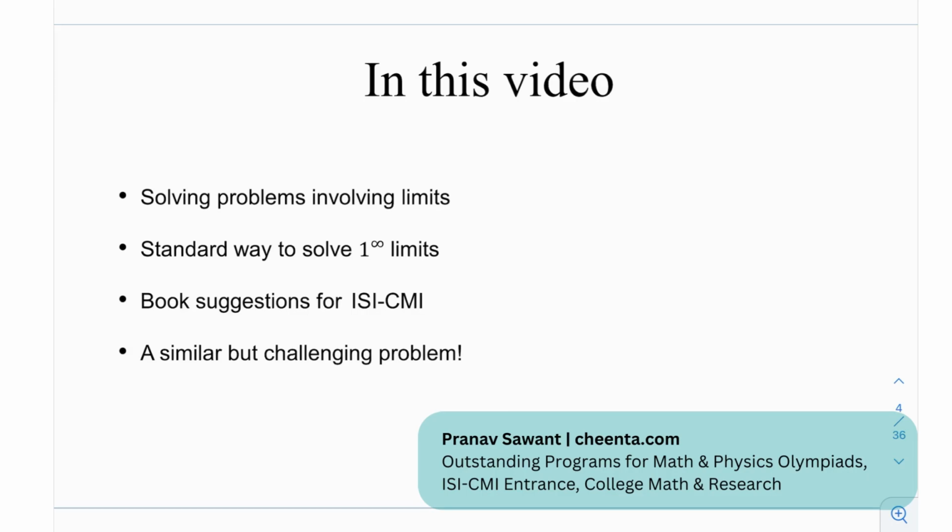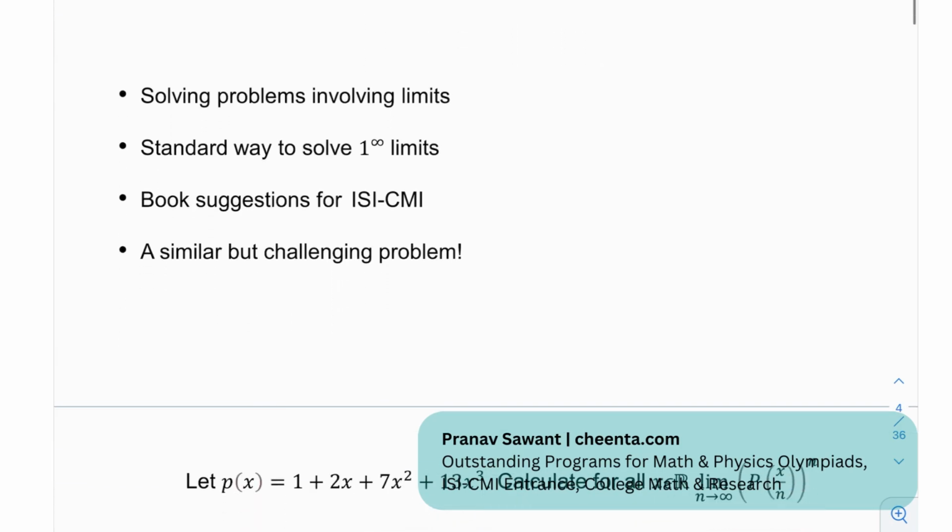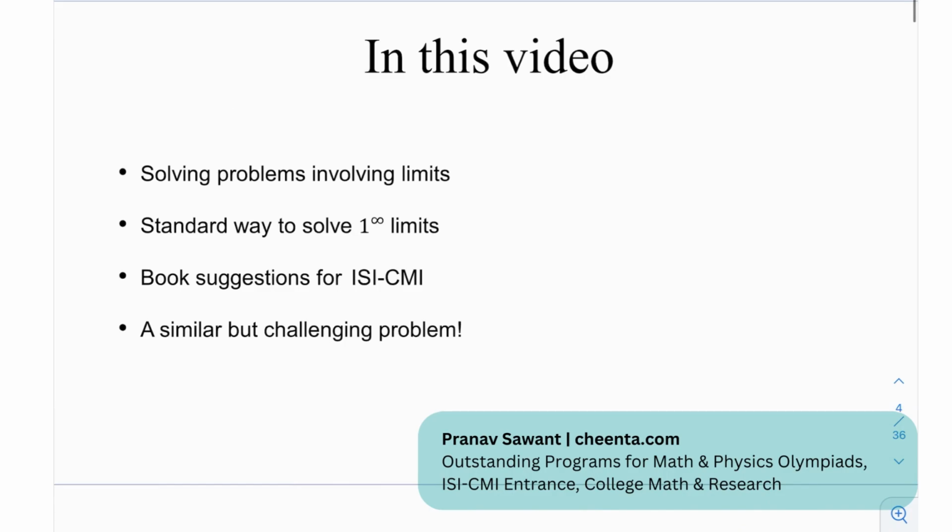We're going to look at the standard way to solve limits of the form 1 to the power infinity, which is one of the 7 indeterminate forms in mathematics. Then we obviously have some book suggestions for the ISI CMI, and then at the end we have a similar but challenging problem.